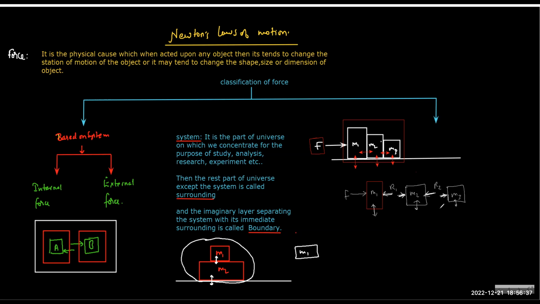So the assumption makes the description. Internal and external is not something existing in the world. It is the assumption which creates this difference. Therefore, as you change the assumption, the definition of internal and external will change for the given problem. But it is important and good to know this classification. So I hope the classification of force based on system is clear to all of you.